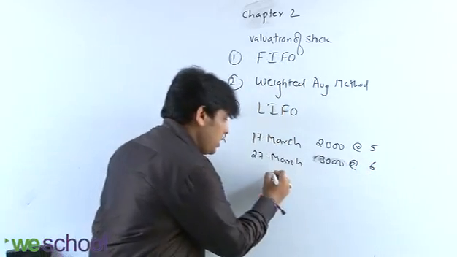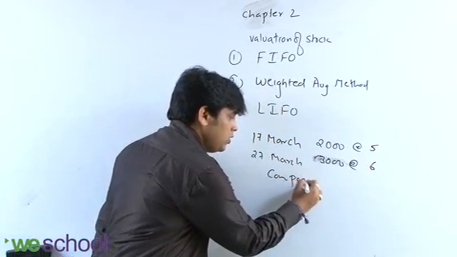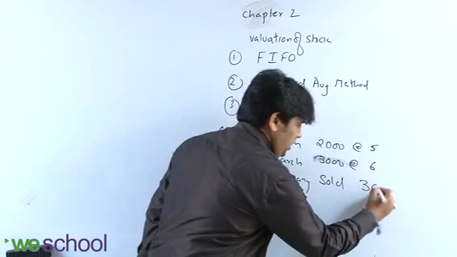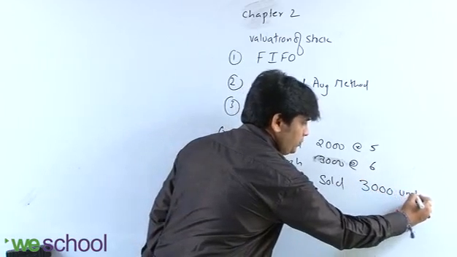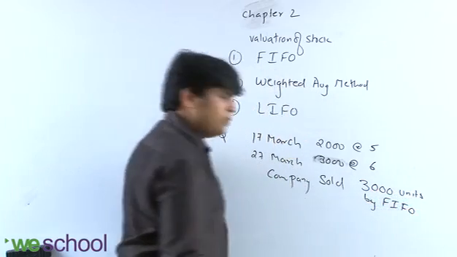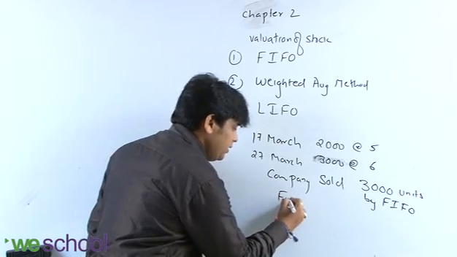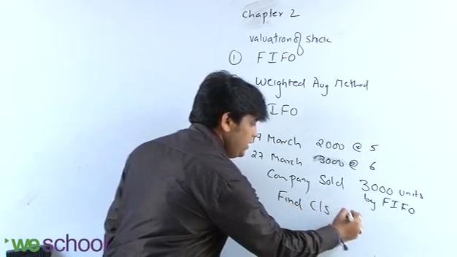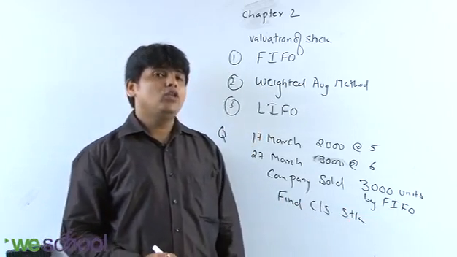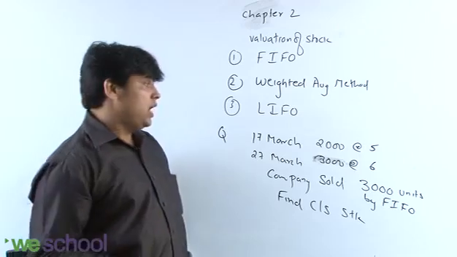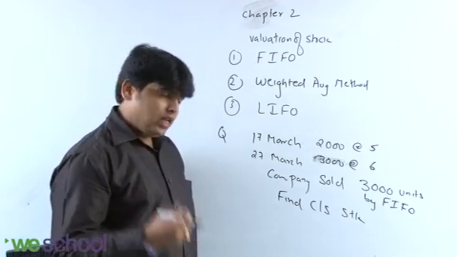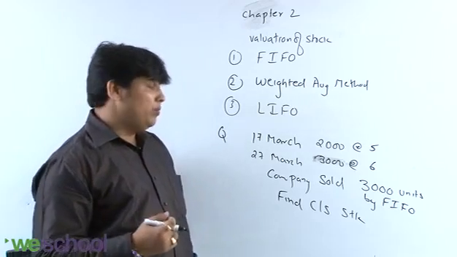Okay, the company sold 3000 units by FIFO method. Find closing stock. Now this is the new question, which I hope you have copied along with my dictation. Yes, now you keep on telling me how you will proceed.